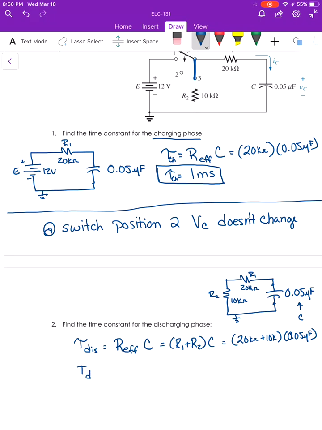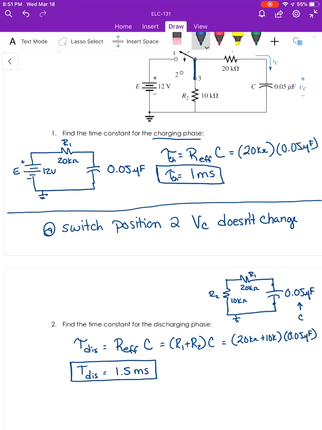If we were using proper engineering notation, what would that be? That would be 50 nanofarads, okay? So if we multiply that 30K by 0.05 microfarads, we see that our discharging time constant is 1.5 milliseconds.